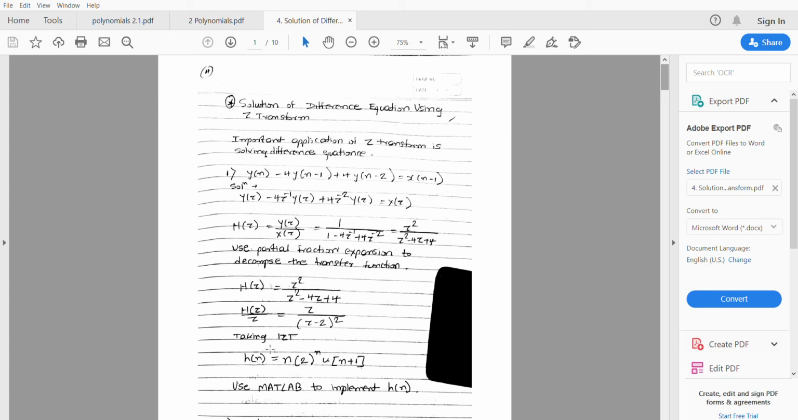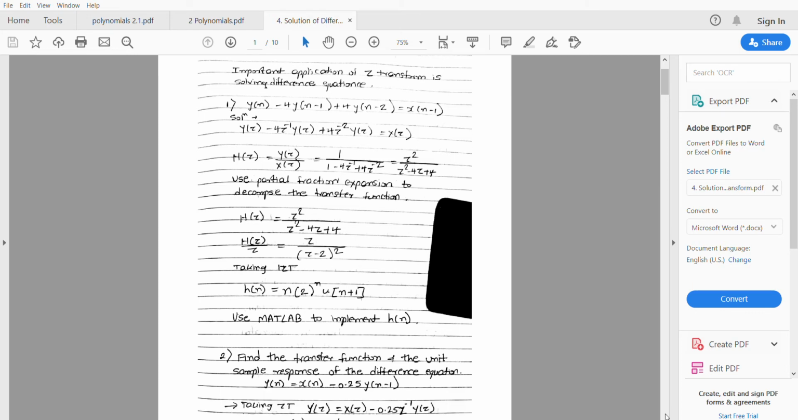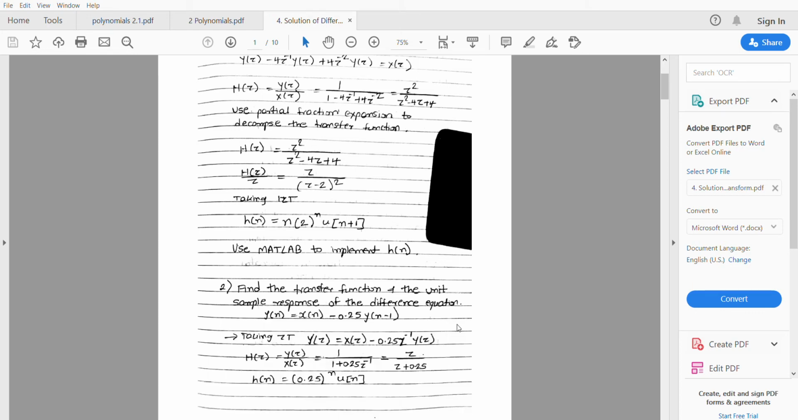So to find the inverse Z transform, we take H of z by z. So we get z upon z minus 2 whole squared. This is the inverse Z transform of n into 2 raised to n. We already saw this Z transform; because of the repetitive root, it is n into 2 raised to n. So with the help of the difference equation in the Z domain, we are in a position to find the impulse response, that is the system response in the time domain.